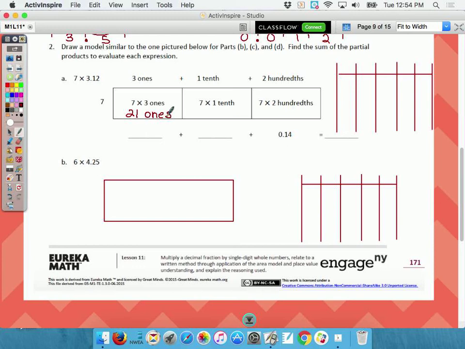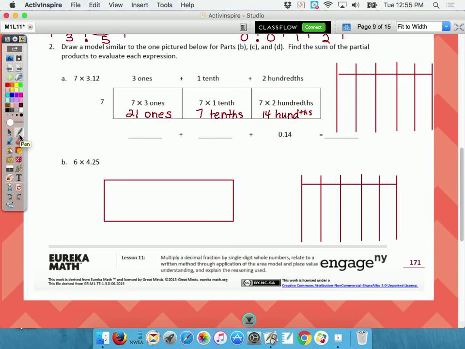Genesis, you can catch up on that later. I'll leave my board on here so you can see it. 7 times 1 tenth would be what? 7 tenths. 7 times 2 hundredths: 14 hundredths. Can we abbreviate? Of course you can. But use the words, not the numbers, okay? So on the area model, please do not abbreviate tenths like this. It's going to get you into trouble. You might accidentally misunderstand what you wrote.